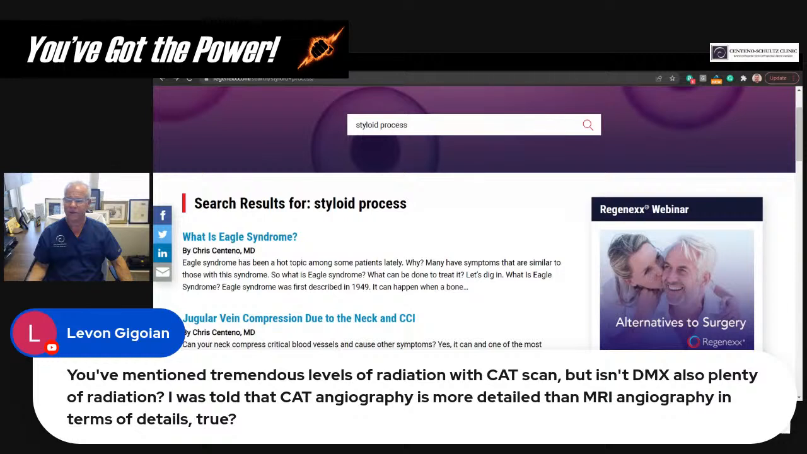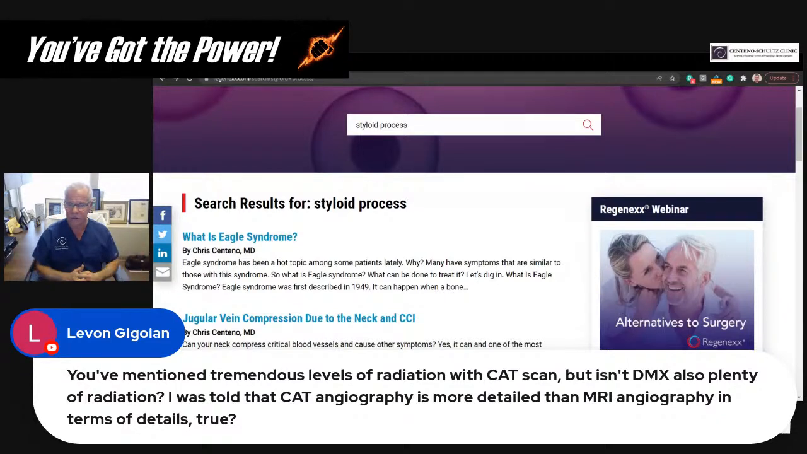Levon, you've mentioned tremendous levels of radiation with CT scan, but is DMX also plenty of radiation? No, not really. We're talking about really different levels there. The average DMX may be 5 to 10 chest x-rays, and the average CT scan 100 chest x-rays. And then CT angiography. Again, if there's a reason to get CT angiography, then we should definitely get it. If we're really grasping at straws, trying to figure out what's going on, it's not appropriate until other things get ruled out. So it all depends on the clinical picture.